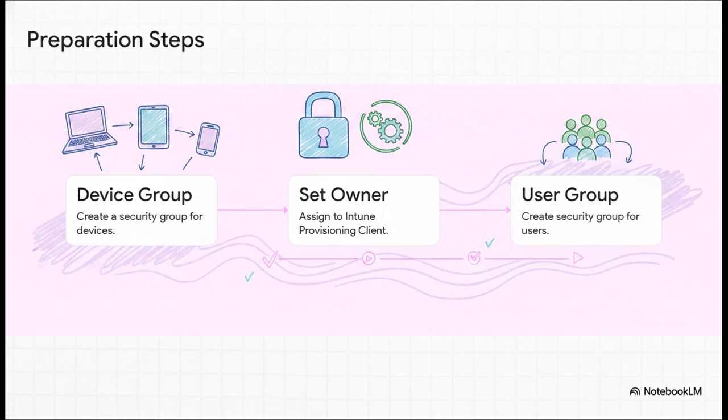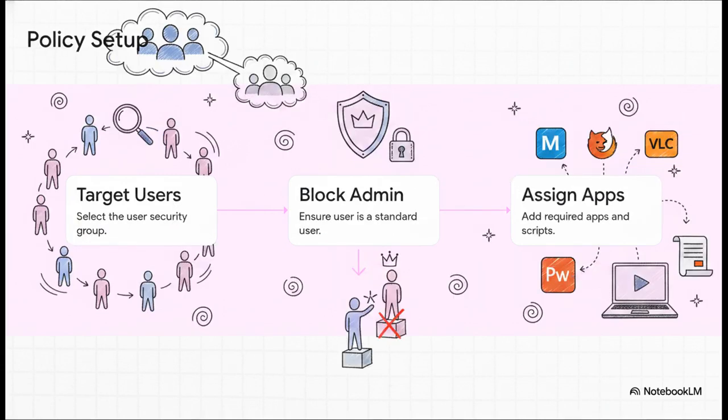Once you've got that done, you just create your user group and toss in the employees who are getting the new devices. Next up, we dive into the Intune enrollment section and actually create our device preparation policy. This is where the real magic is configured.